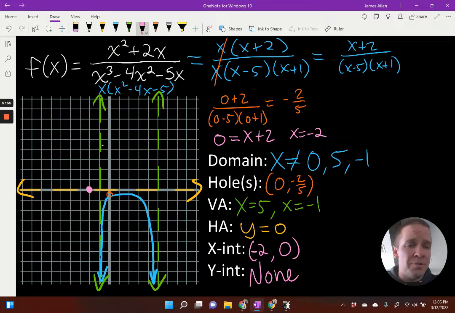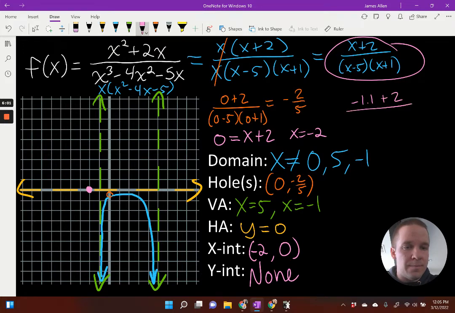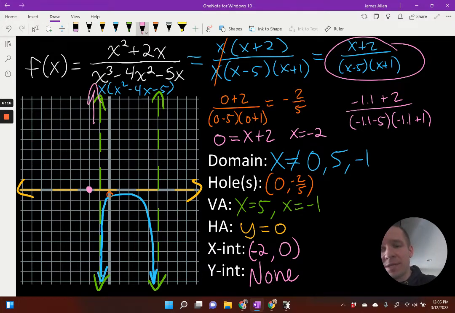So if I were to take my simplified form here and plug in negative 1.1 for all of my x's, oops, not 1.5, negative 1.1 minus 5, negative 1.1 plus 1. Is this going to give me a positive number, meaning that the graph is doing this kind of thing? Or is it going to give me a negative number, which means that the graph is pointing down? That'll help me start to paint the picture here.